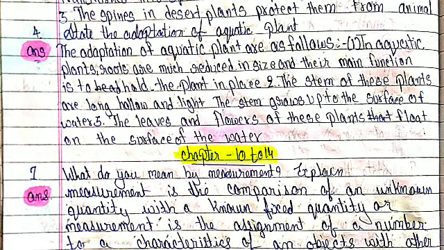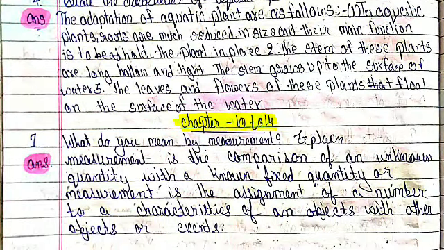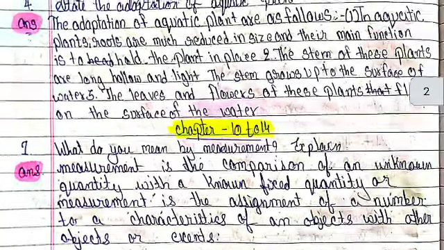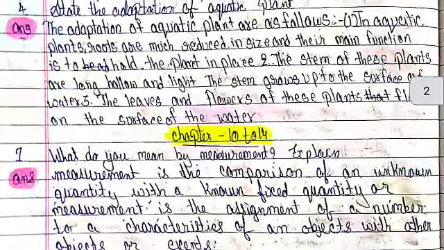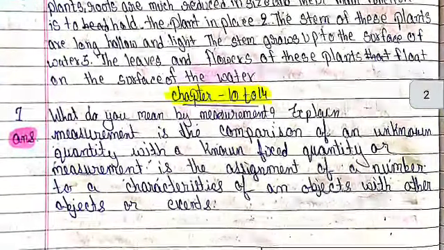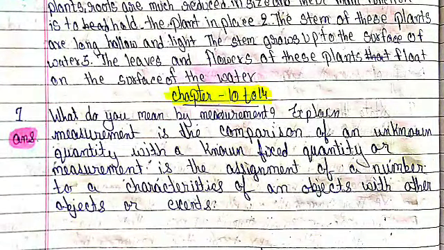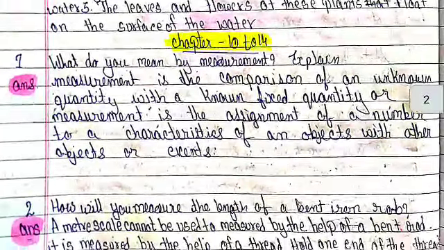Fourth number, state the adaptation of aquatic plant. The adaptations of aquatic plants are as follows. Number 1, in aquatic plants, roots are much reduced in size and their main function is to hold the plant in place. Second, the stem of these plants are long, hollow and light. The stem grows up to the surface of water. Third, the leaves and flowers of this plant float on the surface of the water.